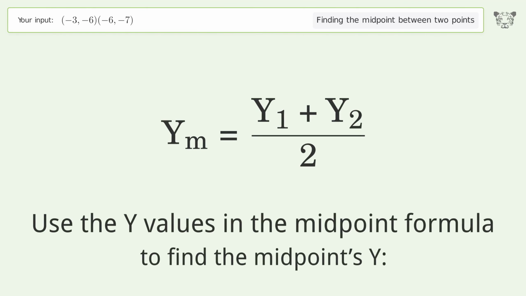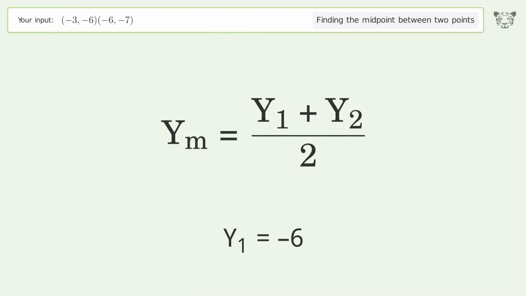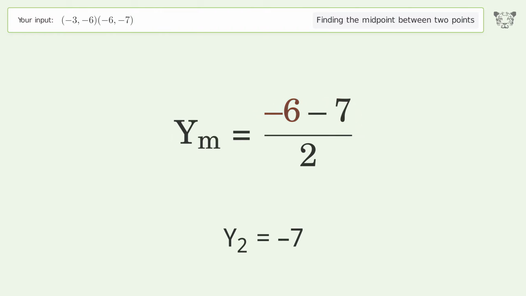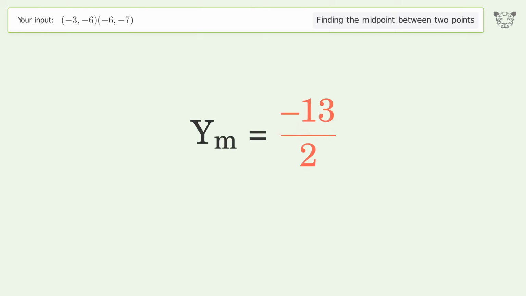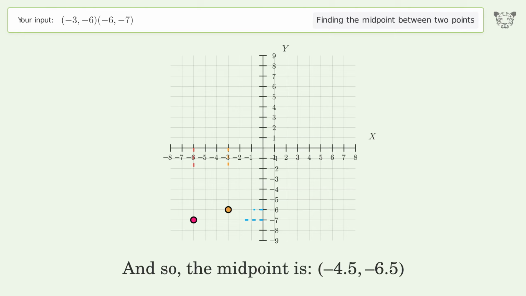Use the y values in the midpoint formula to find the midpoints y. y1 equals -6. y2 equals -7. Simplify the arithmetic. And so, the midpoint is -4.5, -6.5.